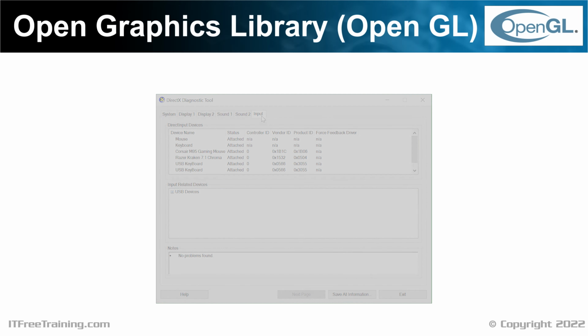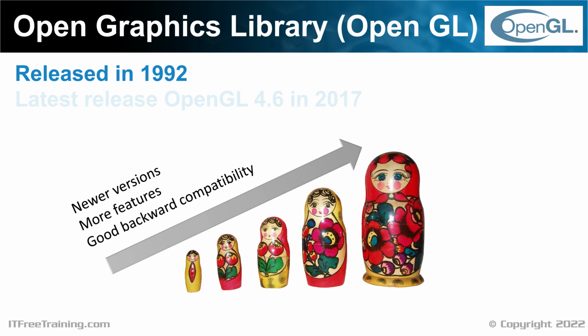The next API that I will look at is Open Graphics Library, or OpenGL. OpenGL was released in 1992. Since then, there have been several different versions, with the latest being version 4.6, released in 2017 when this video was created. Since that release date, it has continued to be updated. Each new version of OpenGL added new features and offered good backward compatibility.